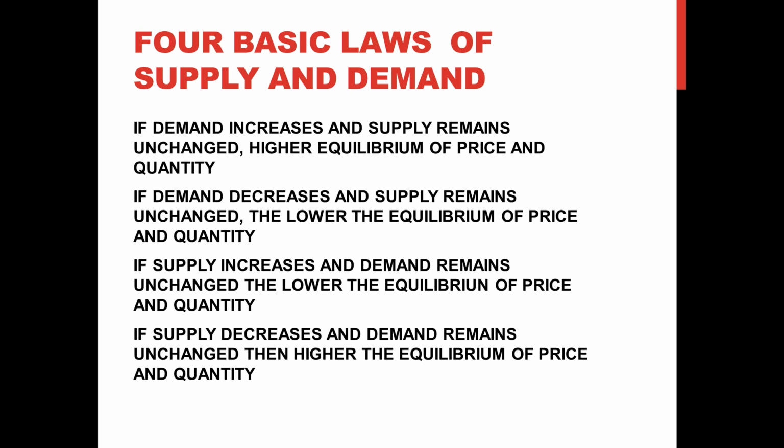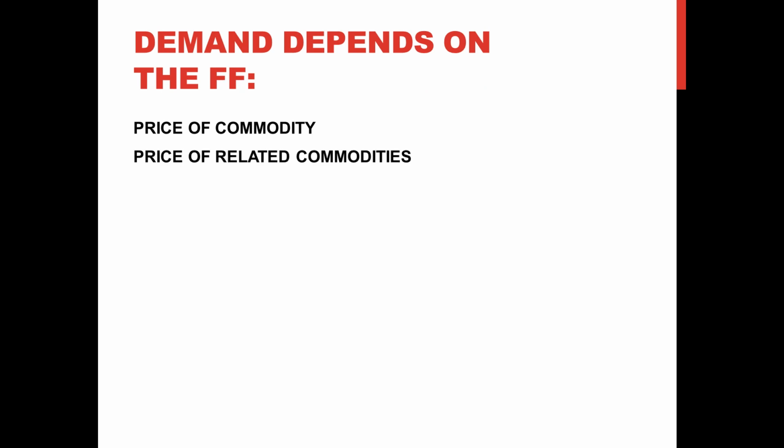So another law here, if supply decreases and demand remains unchanged, then higher the equilibrium of price and quantity. So this is quite similar to the first. Ang magkapares is number 1 rule and the number 4. Ang magkapares din is number 2 and number 3. So again, demand depends on the following. First, price is a factor. Price of related commodities.